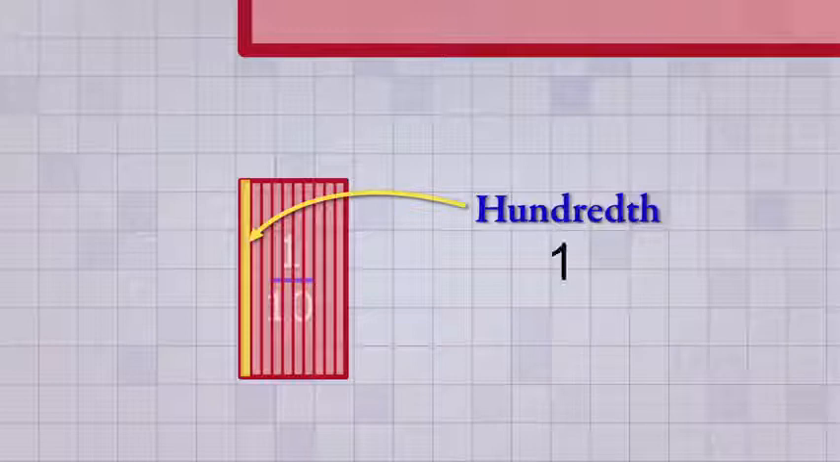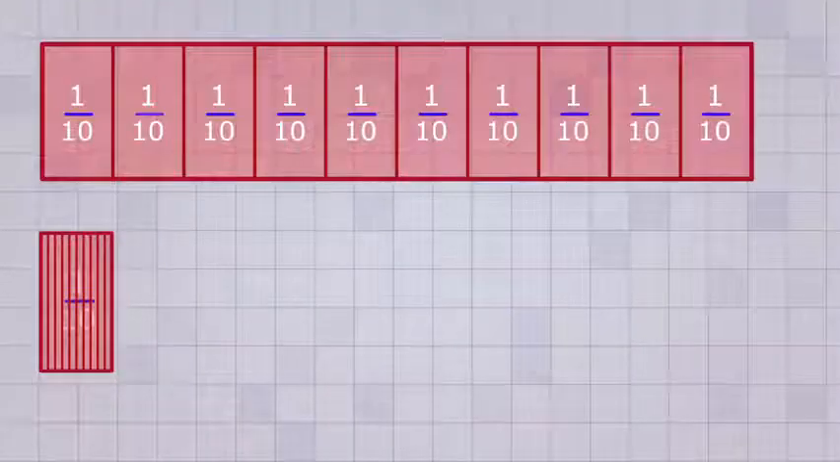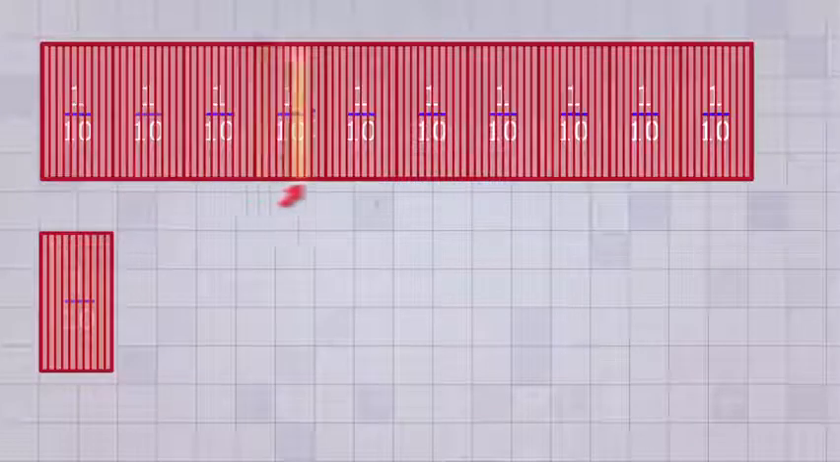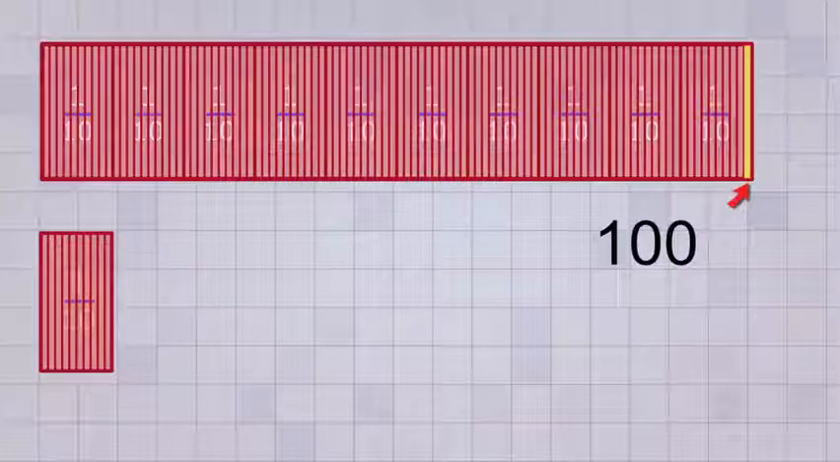This even smaller fraction is called 100th, which is 1 out of 100. And since it's 1 over 100, it would take 100 of them to equal 1. We can see this by taking all 10 of our tenths and dividing each of them into 10 parts. Now if we count up all of those smaller parts, we'll find that there are 100 of them.